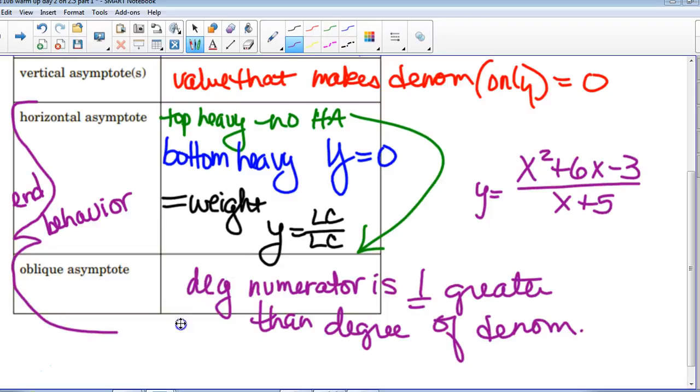Oh, you know what? I want to do 2 more things really super fast. How do you find the zeros? Or they're also called x-intercepts. Numerator equal to 0.